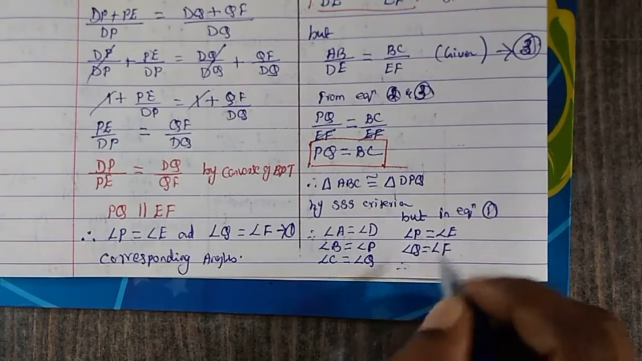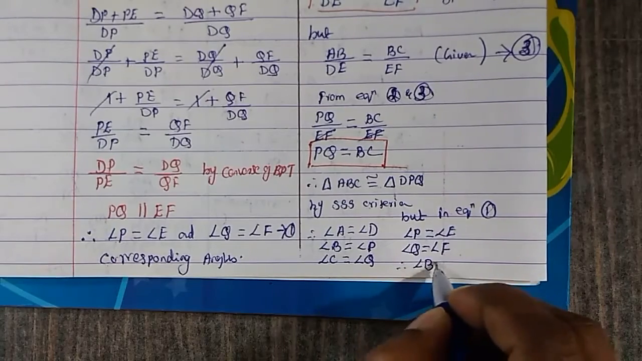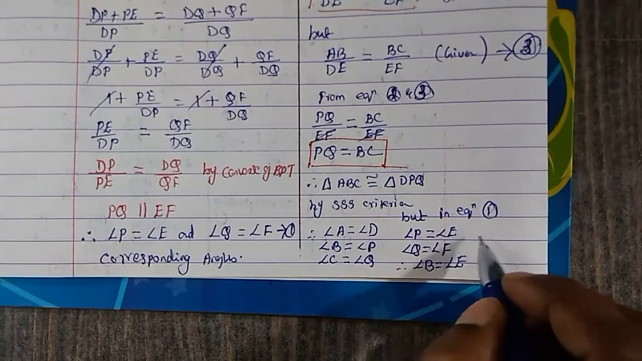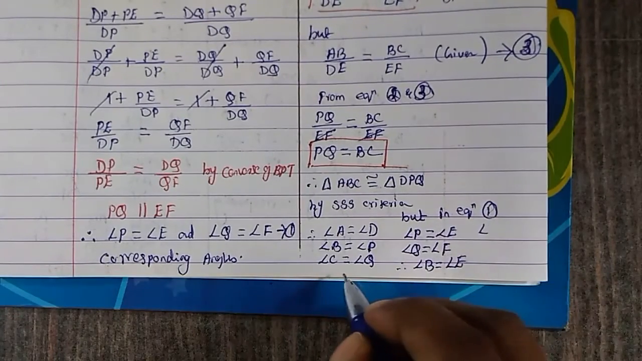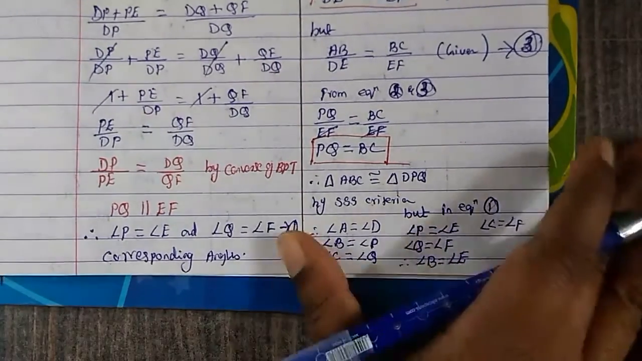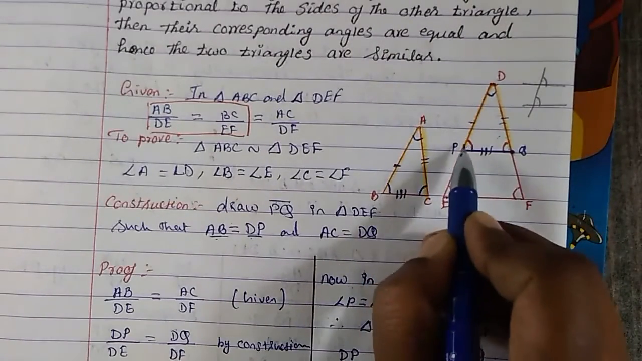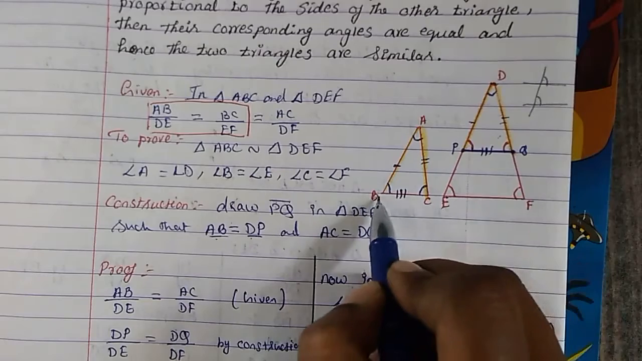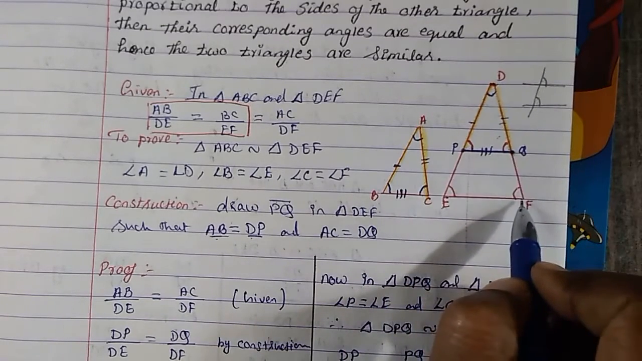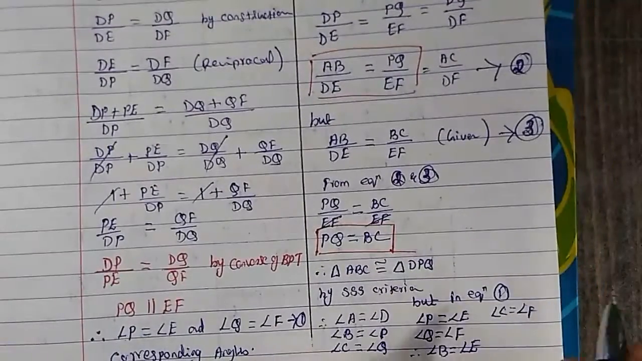So therefore, angle B will be equal to angle E and angle C will be equal to angle F. Same thing as I explained to you. P is equal to B also, P is equal to E also. So that means B and E will be equal. Same way, Q is equal to C also and Q is equal to F also. That means C and F will be equal. So that's what we are proving.